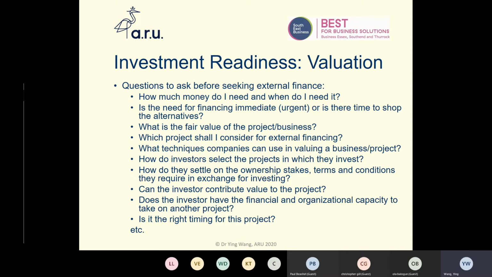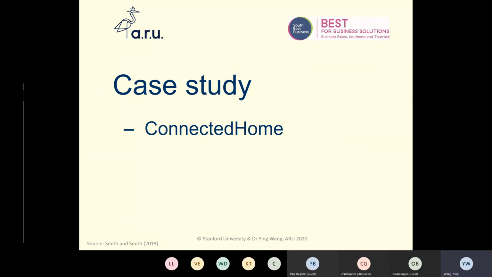Of course, there are factors like whether it's the right timing for this project. If it is not the right time, no matter who you approach, they might say, we can't do this investment, we are not interested in it, right? So there is a lot of information you need to consider in this valuation process.